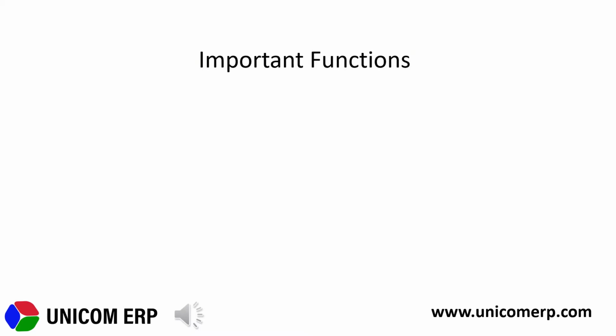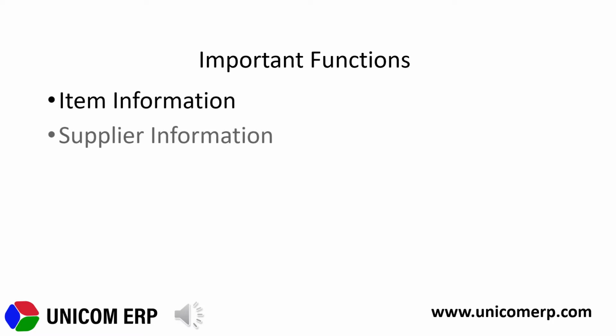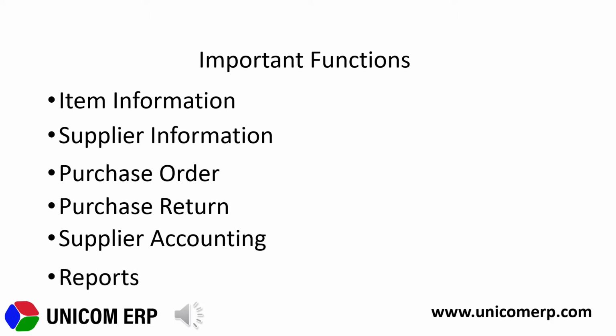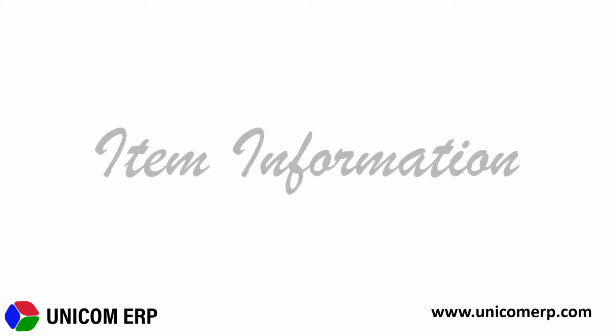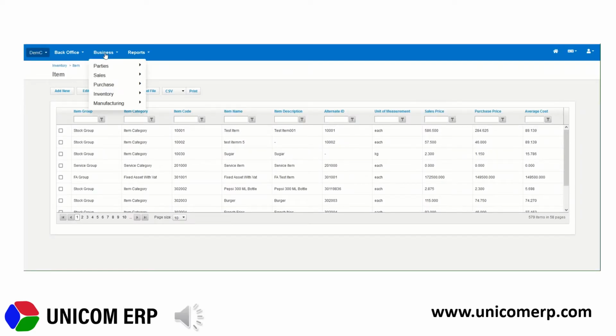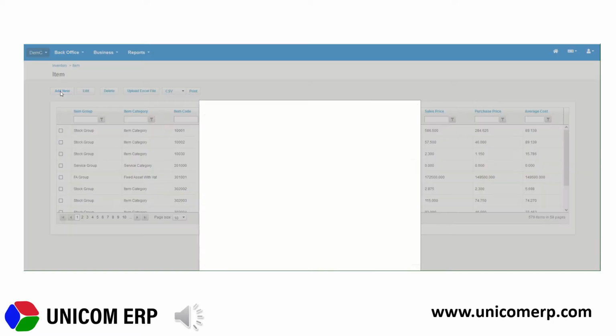Important functions associated with purchase and supplier management are item information, supplier information, purchase order, purchase return, supplier accounting, and various reports associated with the above functions. Item information can be maintained from the business, inventory, item definition menu option. It can also be created directly from purchase order or sales order screens.